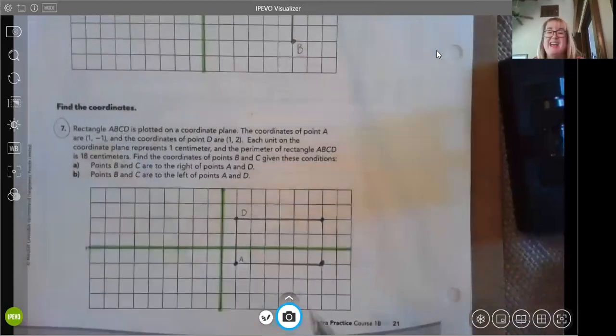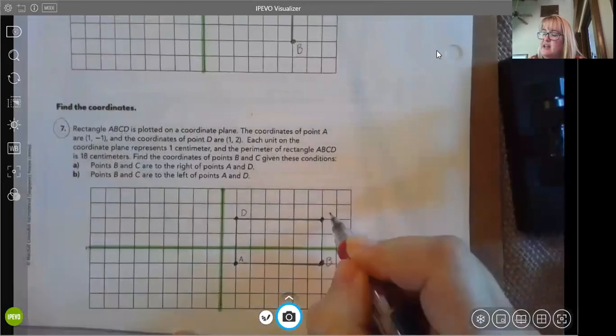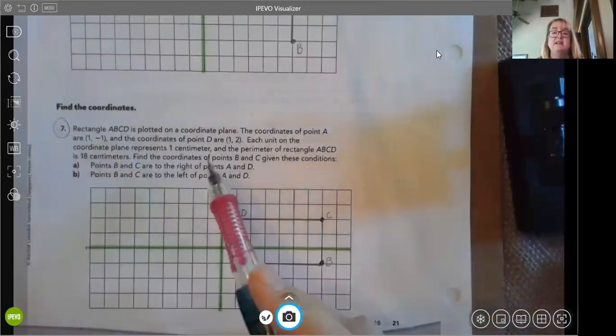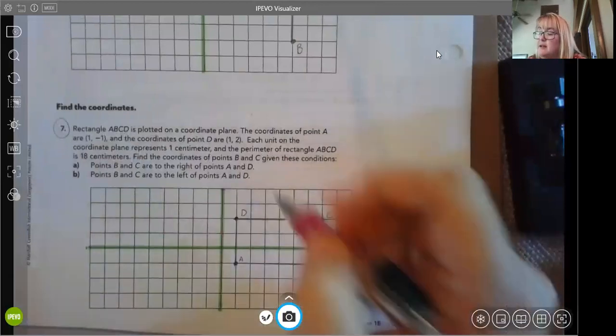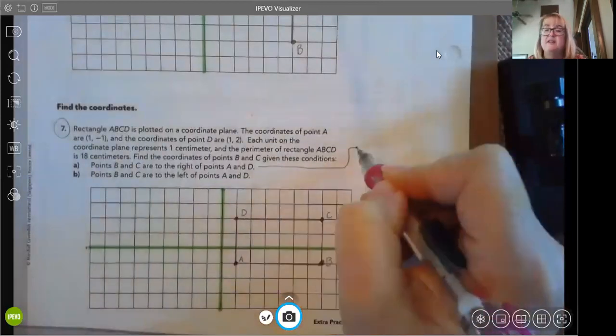So I have to go from A to B. So this has to be point B, B to C, C is here, and then D. Okay, so the points B and C are to the right in this instance. So what are the coordinates? Well, I'm going to just move this over here.